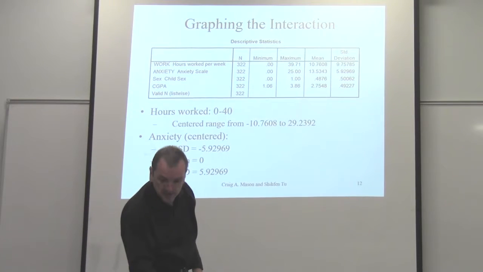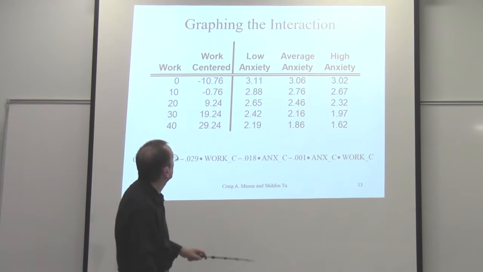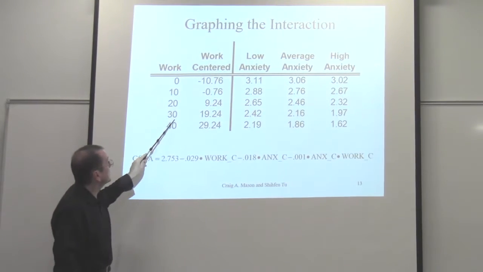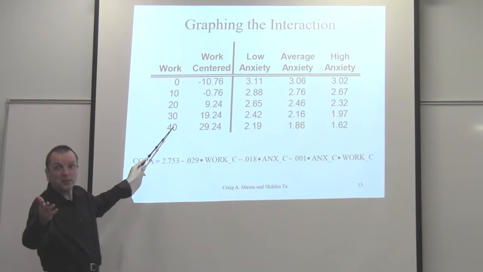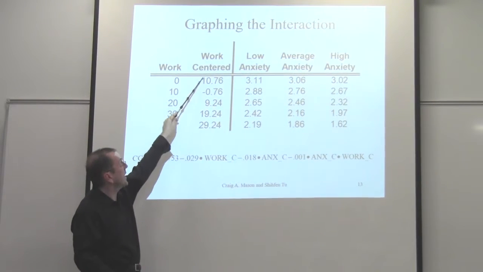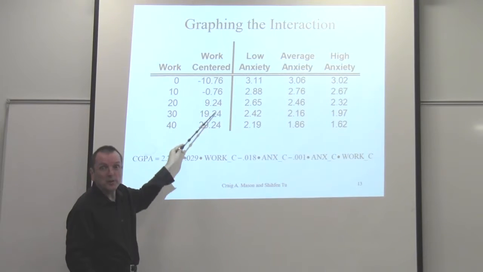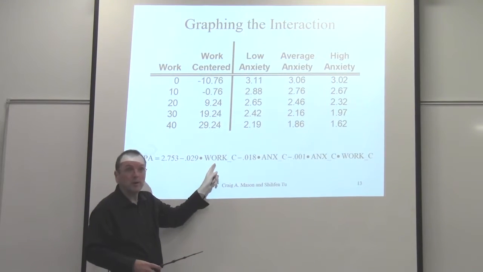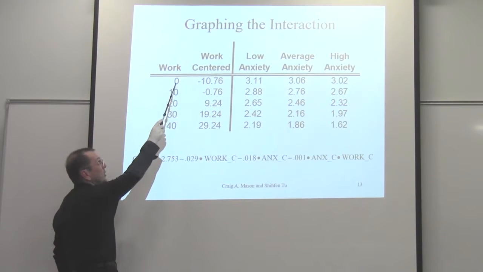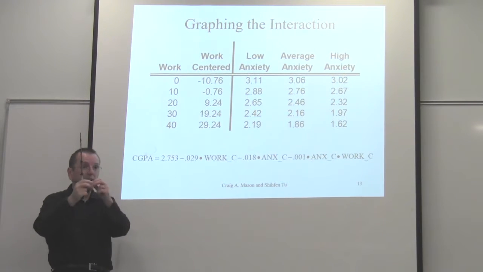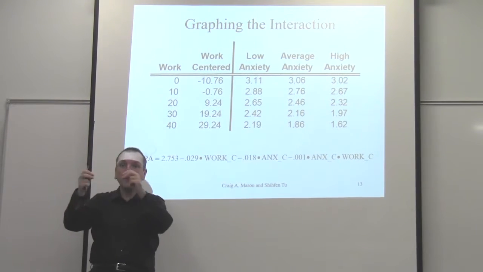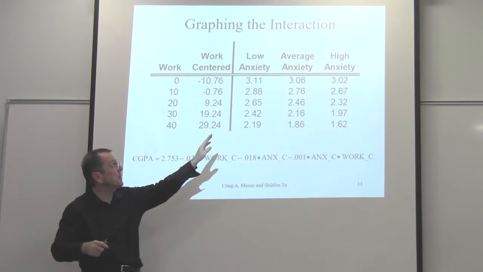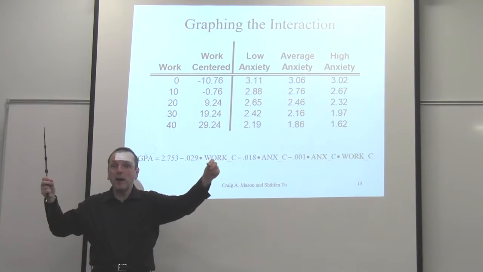So let's go back to the regression equation. Here's hours worked in the uncentered values. Here's what that translates to in terms of centered numbers that I'll be plugging in for work. And let's say if I did 0 hours, 10 hours, I'm just going to calculate a few different values to come up with what my line might look like.